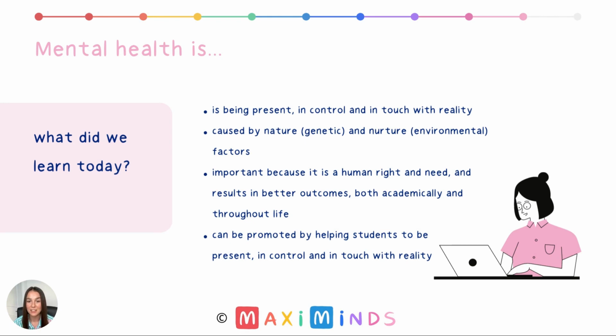Mental health is important because, as we've realised, it's a human right and need, and it also results in better outcomes, both academically, but also throughout life. And mental health can be promoted by helping students to be present, in control, and in touch with reality. And I've just given you a sample of ways that can be done, but I'm sure you'll have even more ideas as to how that could happen. And as we go through these webinars, there will be more tools that are specific for different types of illnesses and different types of situations and circumstances. But that'll at least give you a high level overview.